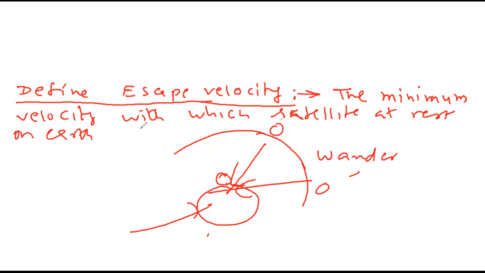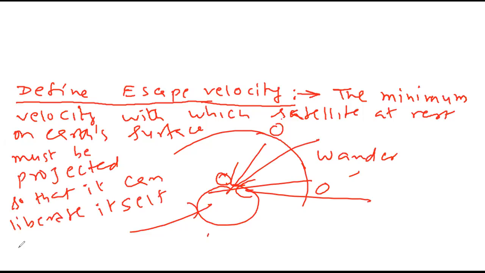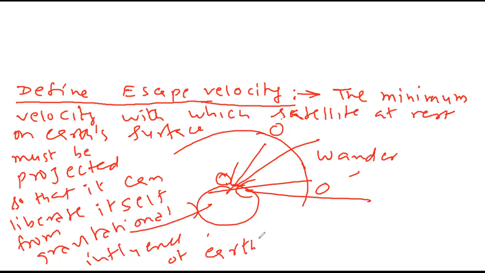on Earth's surface must be projected. Direction is not important, coming outside is important, it can go from any side. So the minimum velocity with which a satellite at rest on Earth's surface must be projected so that it can liberate itself from the gravitational influence of Earth is called escape velocity. Right, definition.